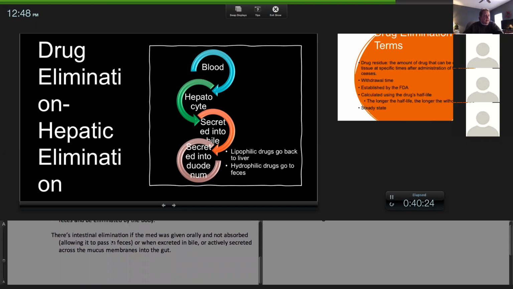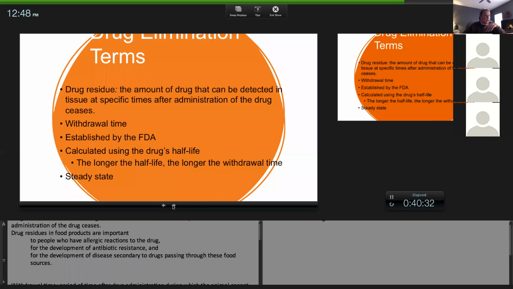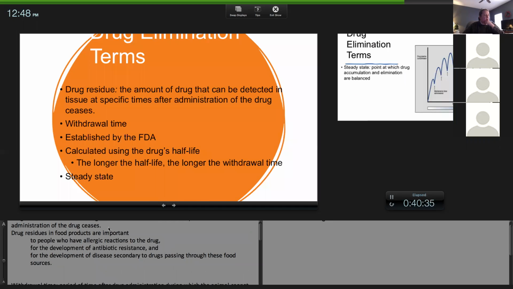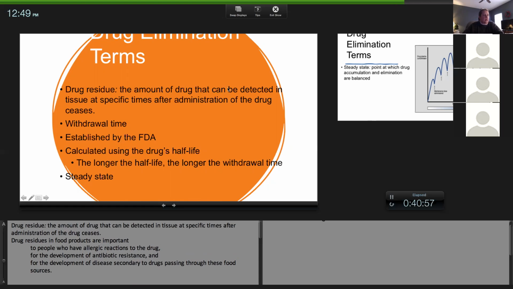Now, intestinal elimination, again, is one of the ways we talked about drugs being eliminated from the body. So if we're also talking about drug elimination, just a review of some of these terms, because you probably remember this from pharmacology, but maybe you've already talked about it in large animal. When we talk about drug residue, it is the amount of drug that can be detected in the tissue at specific times after administration of the drug ceases.